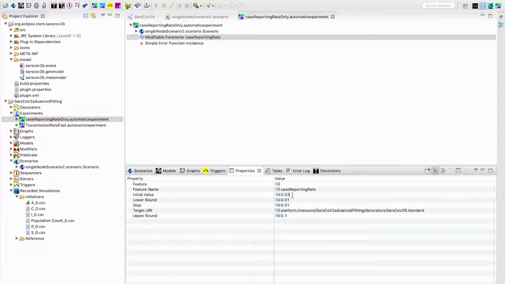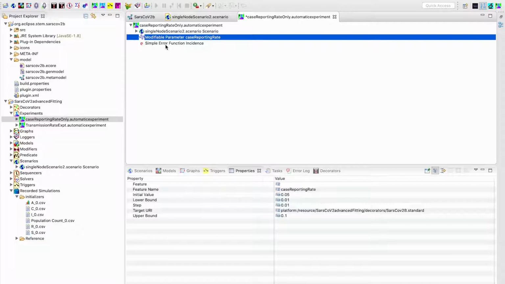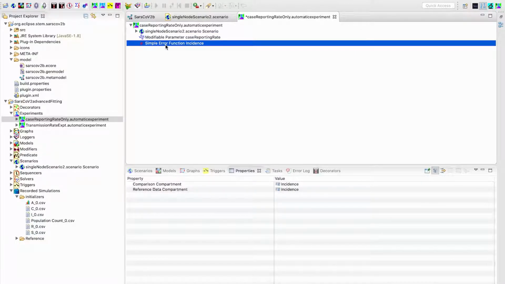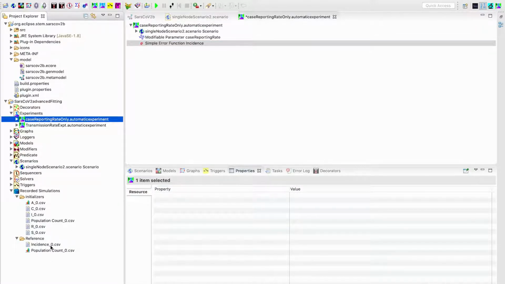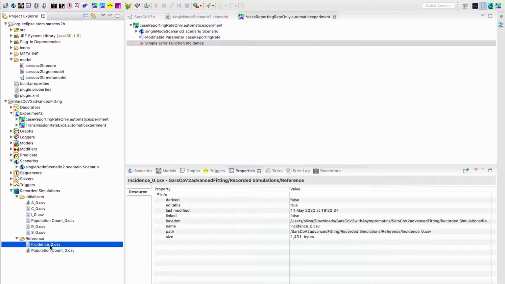For the purposes of the demonstration, we'll set this to 0.05, so perturb the parameter slightly more for the purposes of visualizing results. And the automated experiment will use what's determined here as a simple error function. Practically, this is the normalized mean squared error between the incidence compartment of the model and reference incidence data that we have within the recorded simulations directory, which we're aiming to calibrate against.